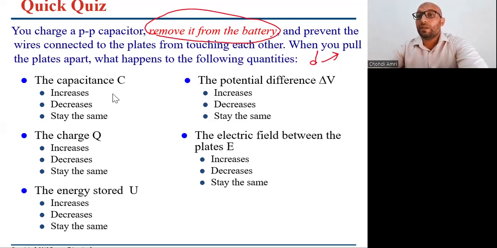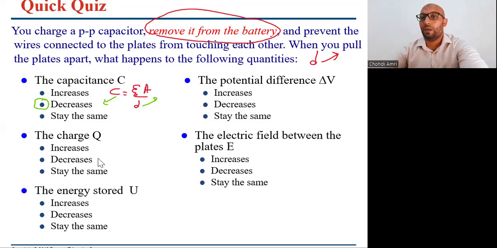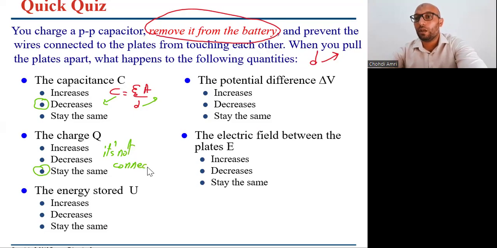What happened to the capacitance? As you know, C for two parallel plates in the absence of a dielectric is epsilon naught A over D. If D is increasing, the capacitance for sure is decreasing. This is the first point. Let's move to the second point, the charge Q. As you know, the capacitor is not connected to anything. So the charge Q on the capacitor will be the same, as it's not connected to anything.